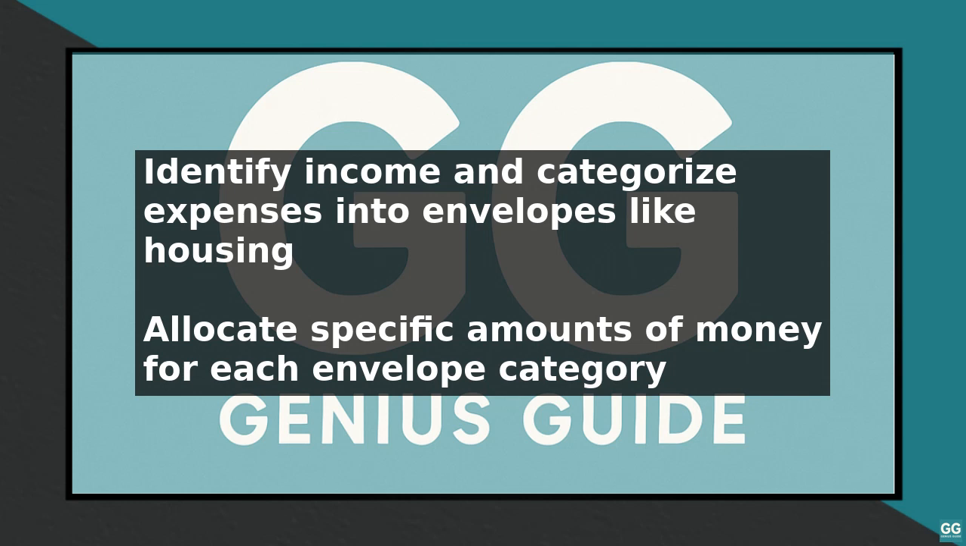After you have identified your income and expenses, you will need to allocate a specific amount of money for each envelope. This is where you will decide how much you want to spend in each category. For example, if you have an income of $4,000 per month, you may allocate $1,500 for housing, $500 for transportation, $800 for food, $500 for entertainment, and $1,000 for savings.